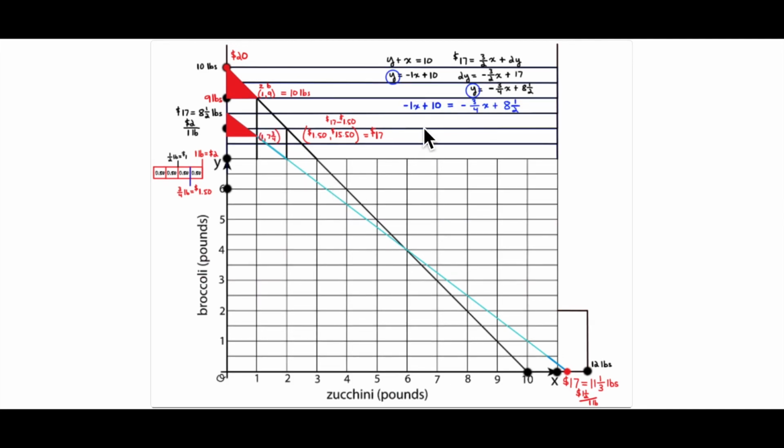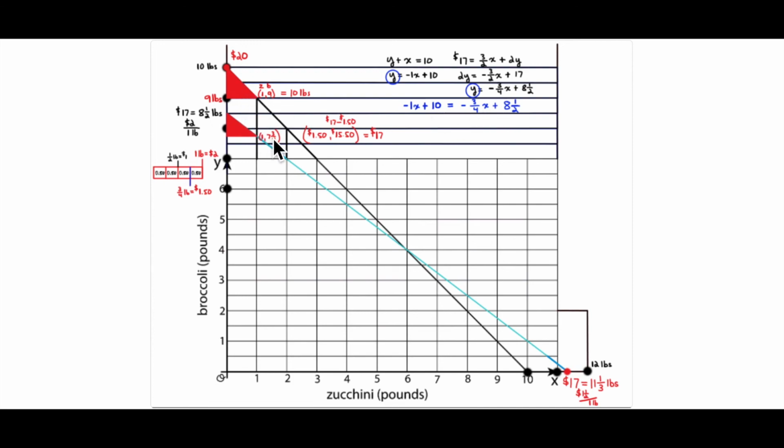So the first one is if I set y, this expression, equal to this expression, so y equals y, so negative 1x plus 10 equals negative 3/4 x plus 8.5. The first thing you're going to do is find the difference between 10 and 8.5. You're actually going to subtract 8.5 from both sides, or add a negative 8.5 to each side. So you're going to end up with 10 minus 8.5.